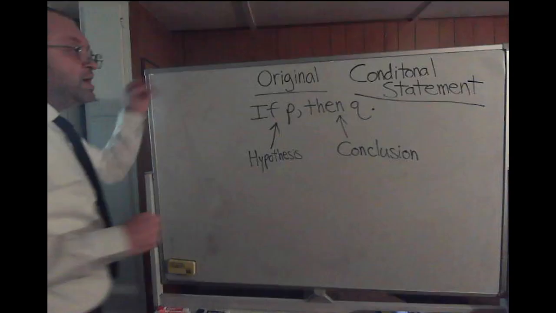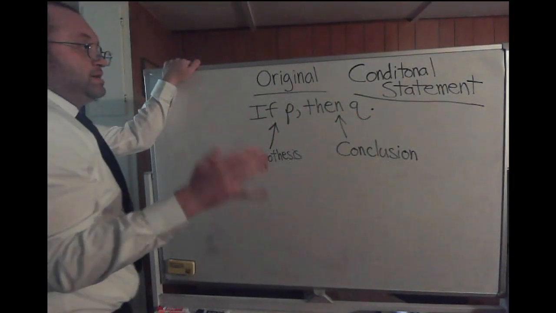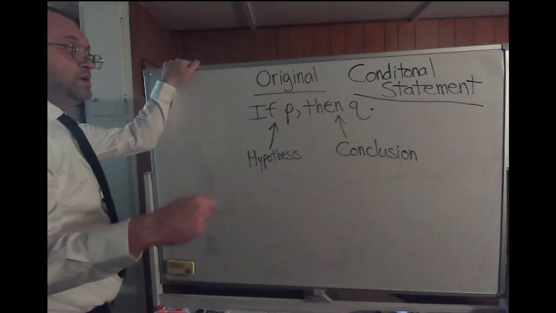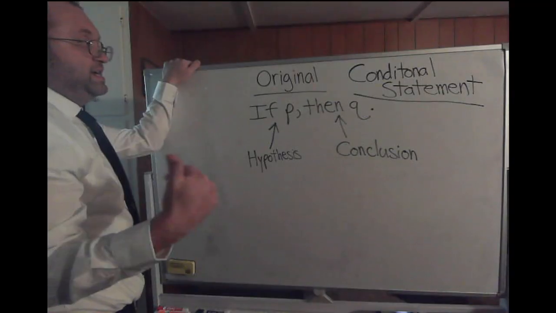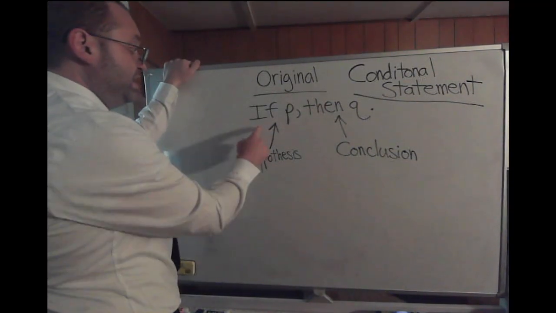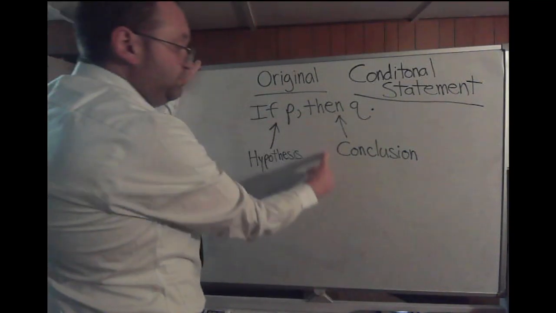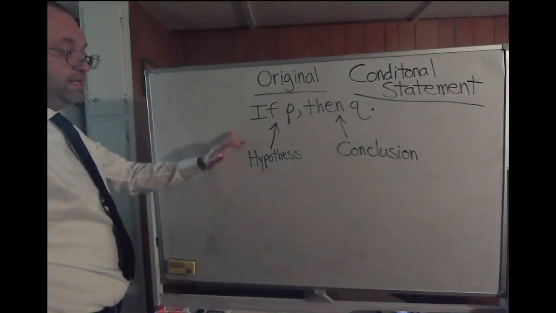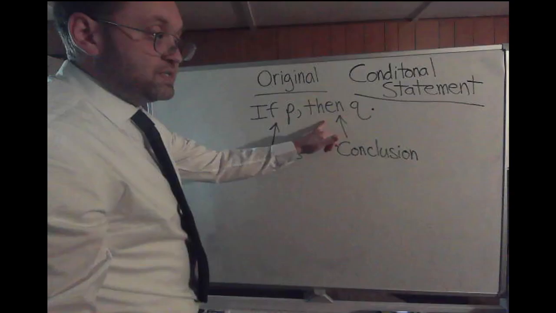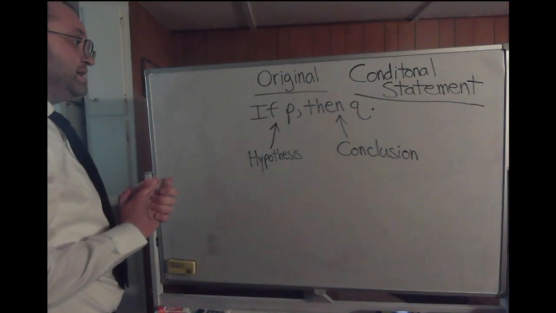So here we have the original statement. It's called a conditional statement. That's the original. It goes something like if P then Q. So there are a lot of if-then statements. Those are called conditional statements. The if P part is called the hypothesis. The then Q part is the conclusion. So if something, that's the hypothesis. Then whatever it is, that's your conclusion, okay?